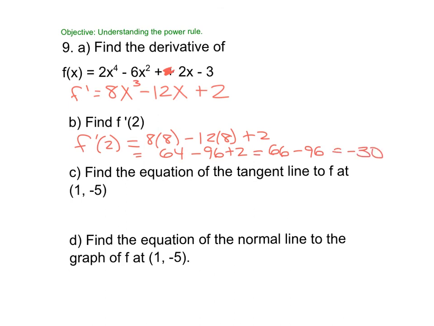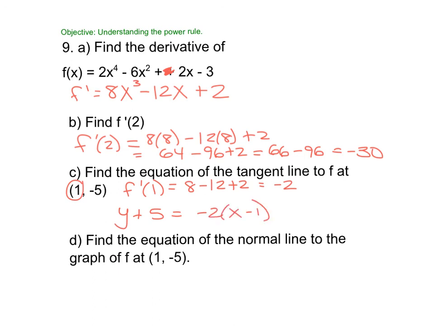Find the equation of the tangent line at 1, negative 5. So they gave me 1, right? So we need the slope at 1. So f prime of 1 is 8 minus 12 plus 2, which is negative 2. So then I'm going to make my tangent line, y minus my y value is negative 5, so plus 5. My slope, x minus 1.